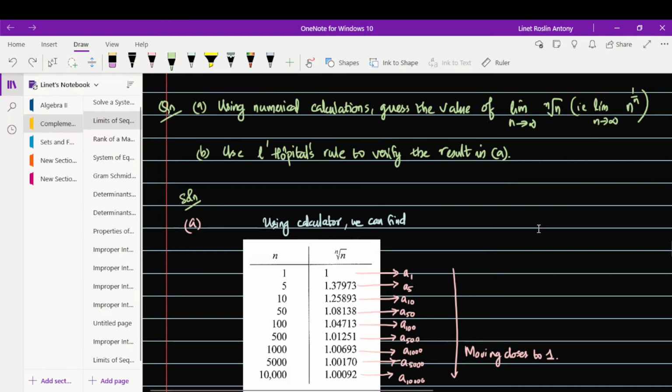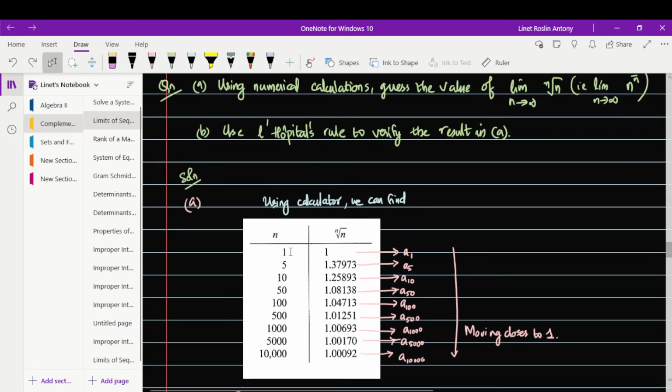So, in the A part, we have to definitely use a calculator. You can see the table. When n is equal to 1, you get a1 is equal to 1 raised to 1 by 1, that is 1. Then you can calculate a5, the fifth term, which will be 1.37973. Then using the calculator, A10 will be 1.25893, and you can see A50, A100, A500, A1000, A5000, A10,000 written in the tabular form.